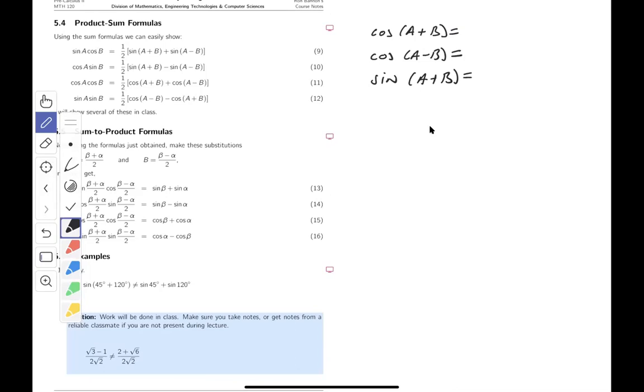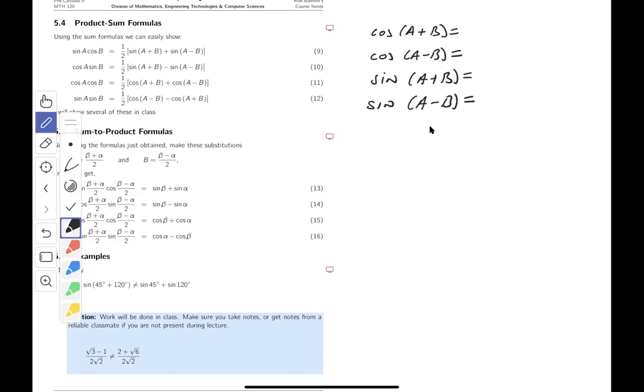And you should know the sine of A minus B. Now, why do I say you should know those? If you know those 4, you know double angle formulas from those 4. You'll know half angles from the double angles. And now you're going to know the product and sum formulas from these 4. I don't want to go through every one, but I will go through some.